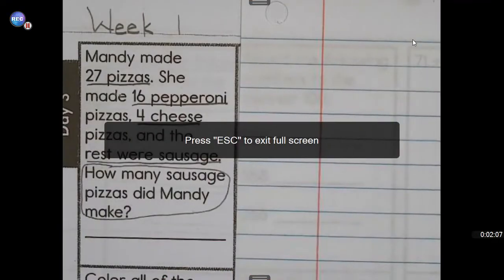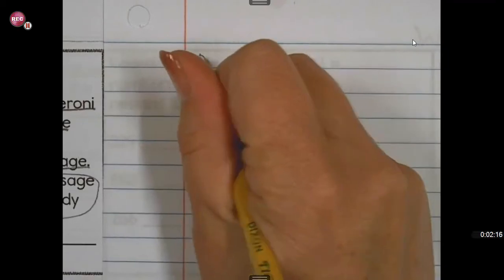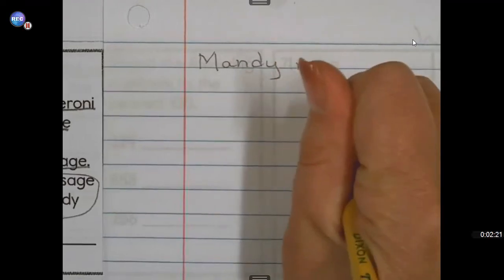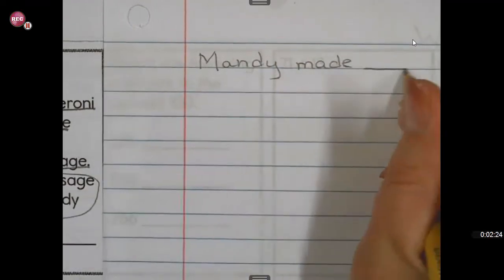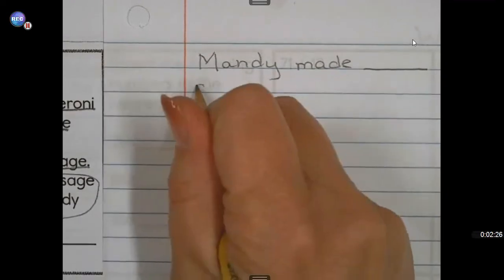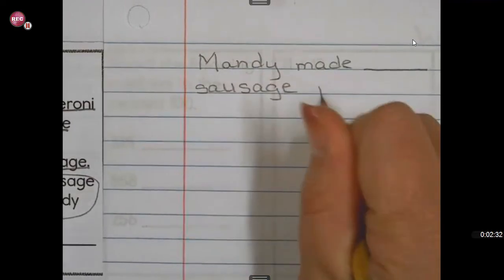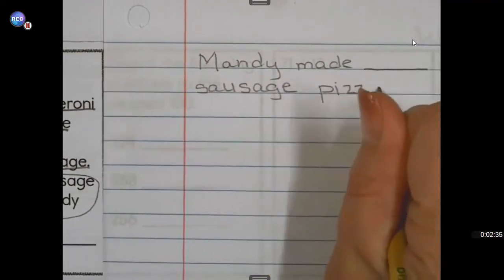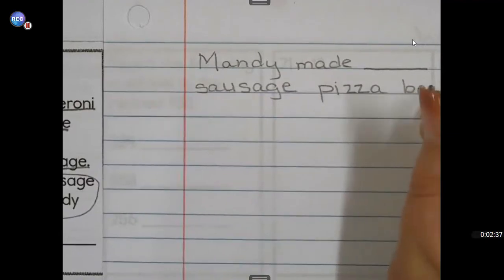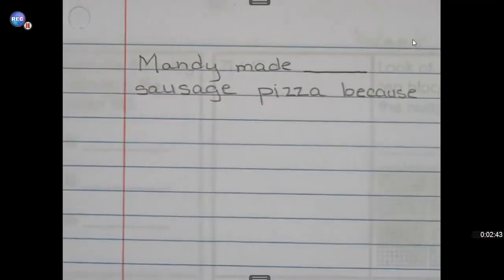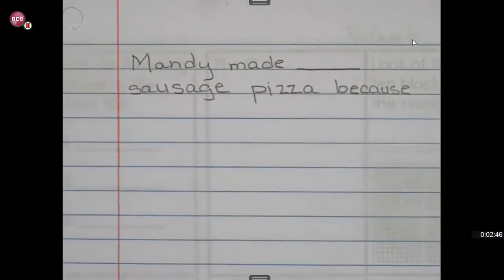So we are going to write an answer statement, and our answer statement should have part of our question involved. So it's going to be Mandy made blank sausage pizzas, and then we can go back and we can explain our thinking once we've decided how we're going to approach this problem. So that's our answer statement, and we'll come back to that.